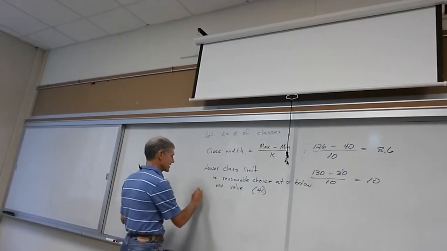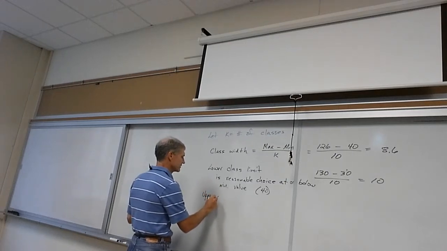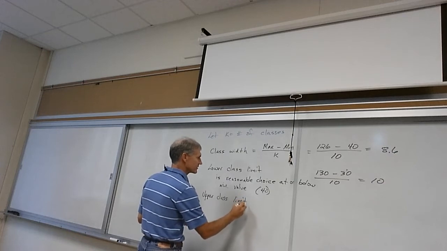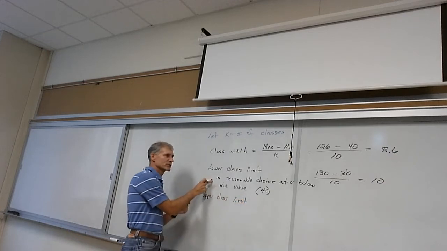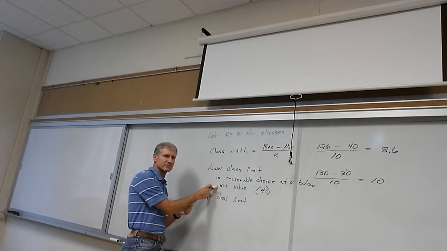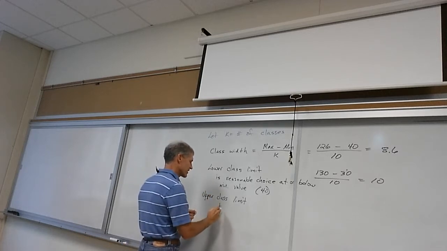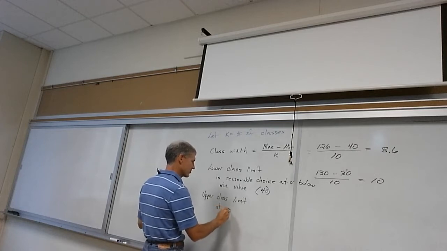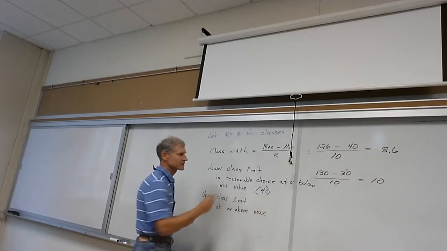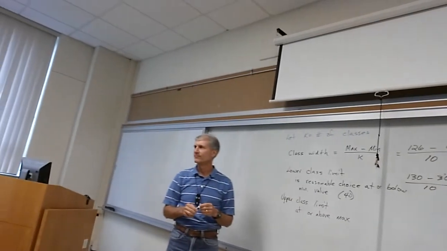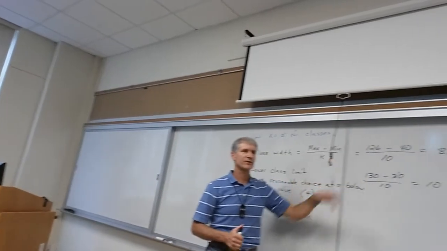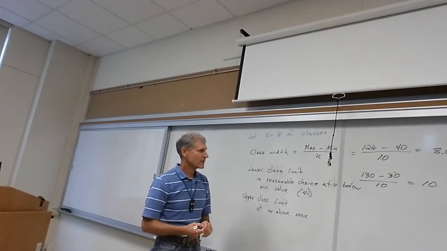Okay, then the upper class limit. Same kind of idea, a reasonable choice at or above the max value. So I'll just abbreviate all that: at or above max. So where am I going to stop? 130. My max value is 126, so I'm going to go to 130. All right? So I'll make classes.